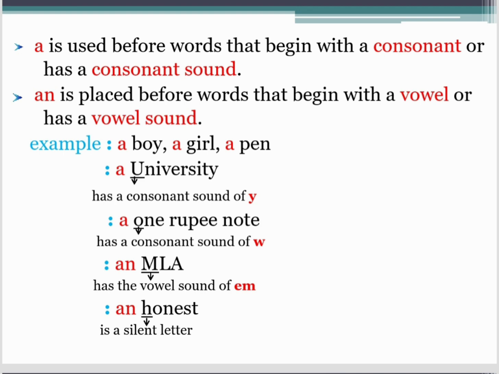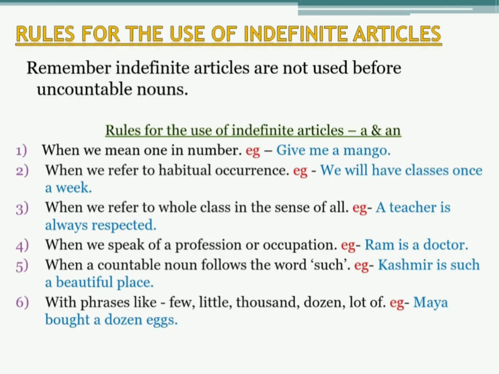Now sometimes words begin with a consonant but have a vowel sound, like the abbreviation MLA. Here the vowel sound of E is heard in the place of the consonant M. So we write an MLA. Also we say an honest, as H is a silent letter.